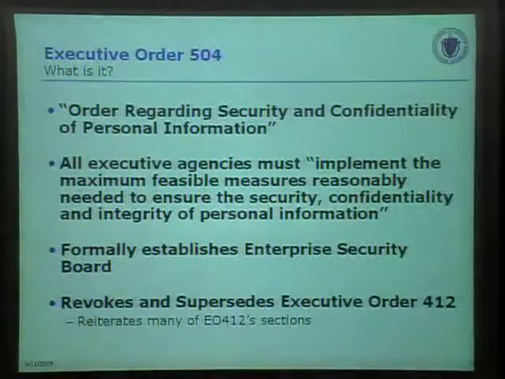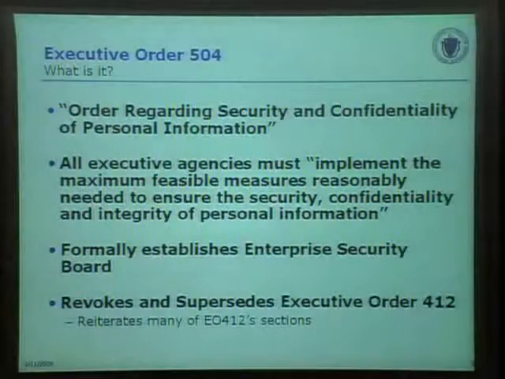Executive Order 504 is the order regarding security and confidentiality of personal information. All executive agencies must implement the maximum feasible measures reasonably needed to ensure the security, confidentiality, and integrity of the personal information of the citizens of the Commonwealth. This is basically the key phrase for ITD. We can now say, we love your application, we'd love to host it for you, but you're not currently meeting Executive Order 504. It was a nice little catch-all phrase. It also formally establishes the Enterprise Security Board, which is something we're really happy about. And it also revokes and supersedes Executive Order 412.